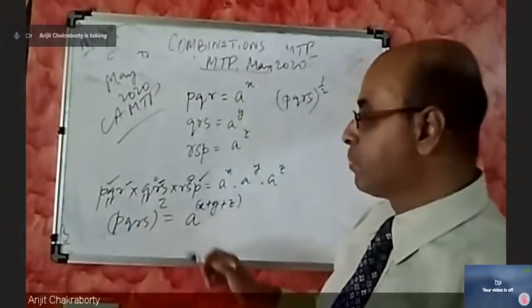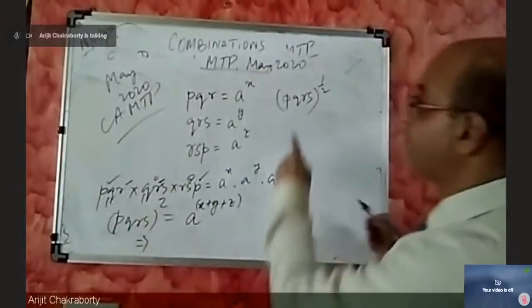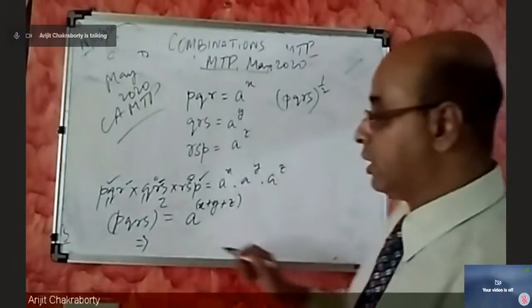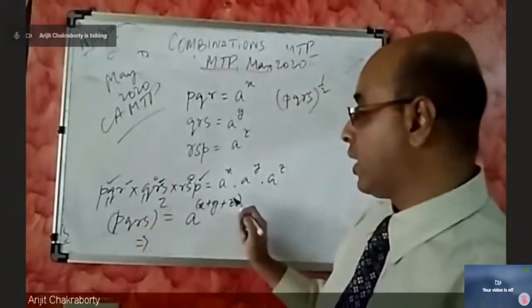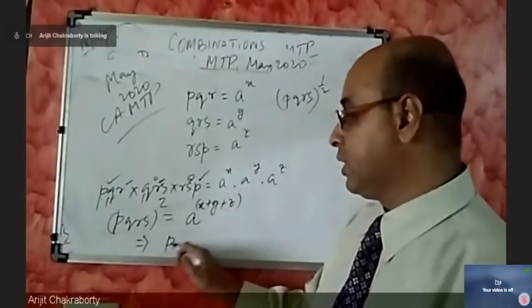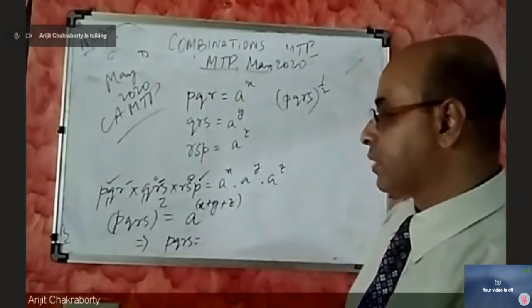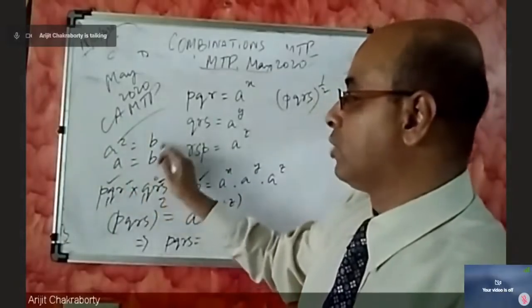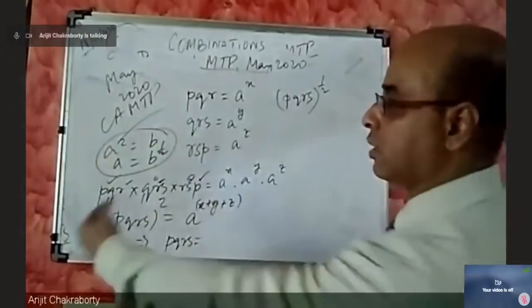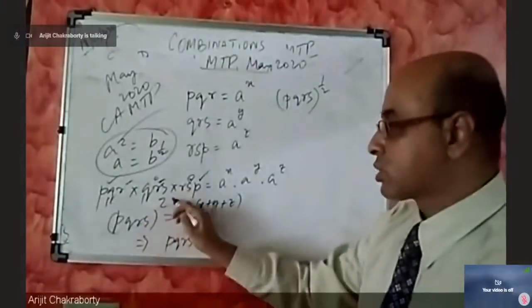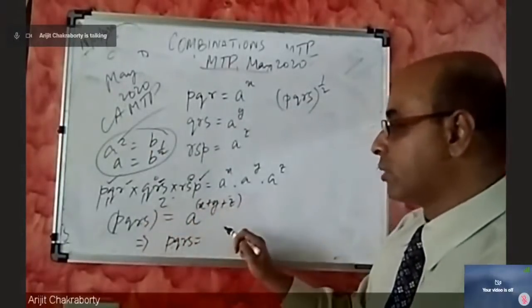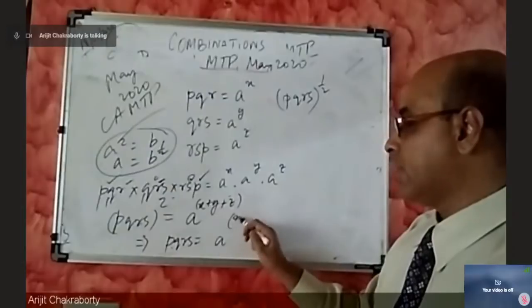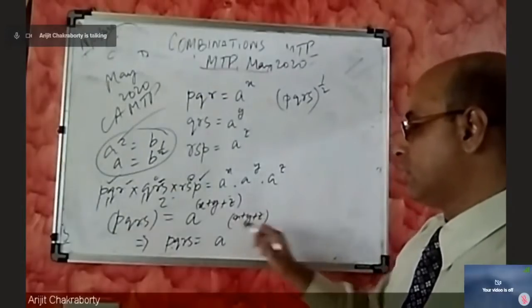So it's now very simple. You have to find PQRS to the power half. So you have PQRS square is this. If a square is equal to b, then a is equal to b to the power half. So PQRS square is this, so PQRS will be what? A to the power x plus y plus z, square root.